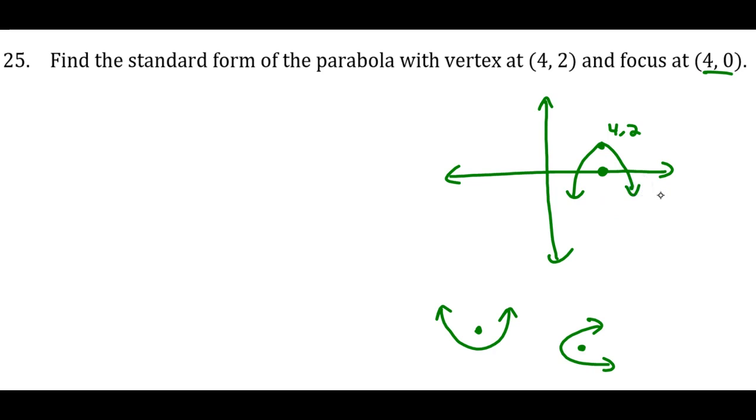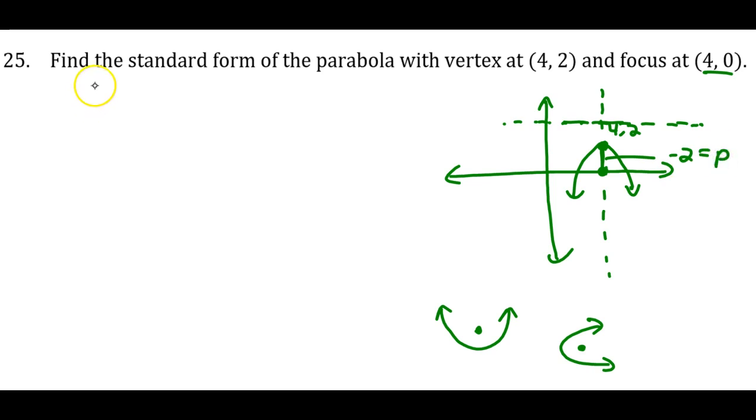So it's got to be pointing downward. And I know it has a vertical line of symmetry right here. And then it's also going to have a directrix somewhere up here, probably at y = 4, like that. And I notice the distance between the vertex and the focus is going down, so it's -2. So that's going to be my p-value.